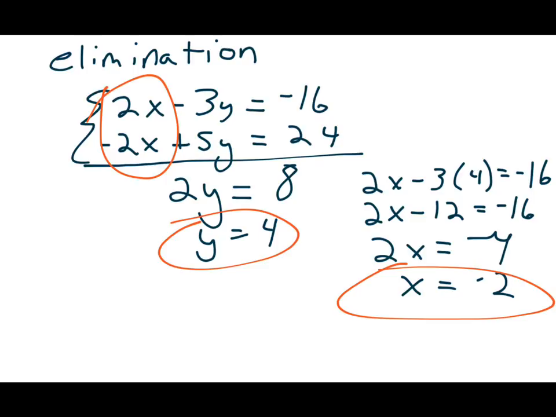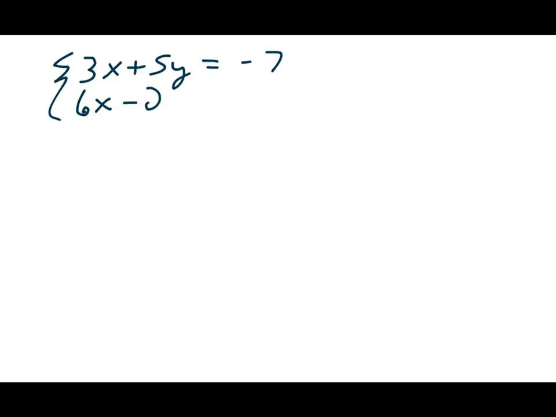Okay, that's elimination. Elimination is a little bit easier way of doing it. The one I just showed you, you see that the -2 and the 2 matched up. What if that wasn't the case? What if we had something like this? 3x plus 5y equals -7, and 6x minus 2y equals 10. Here we don't have those variables that matched up.